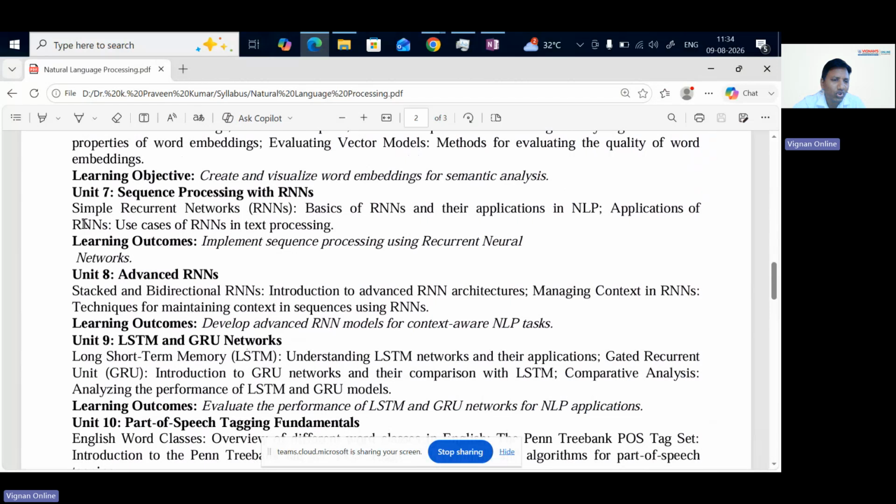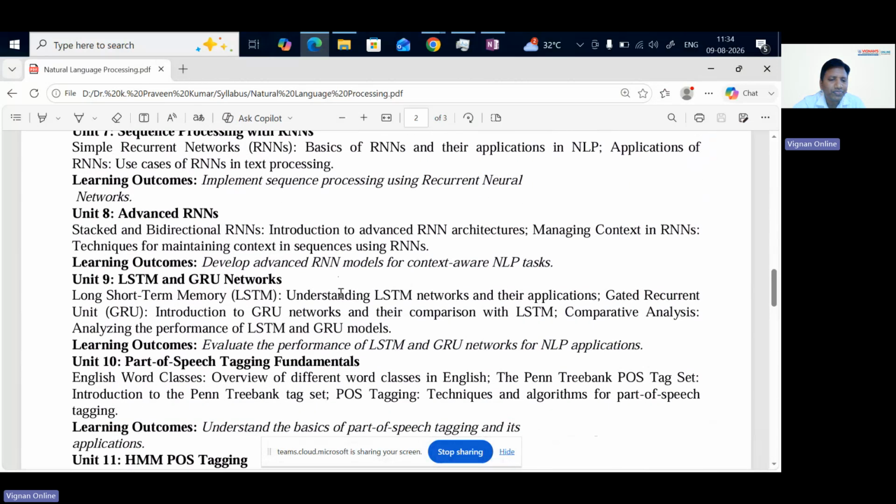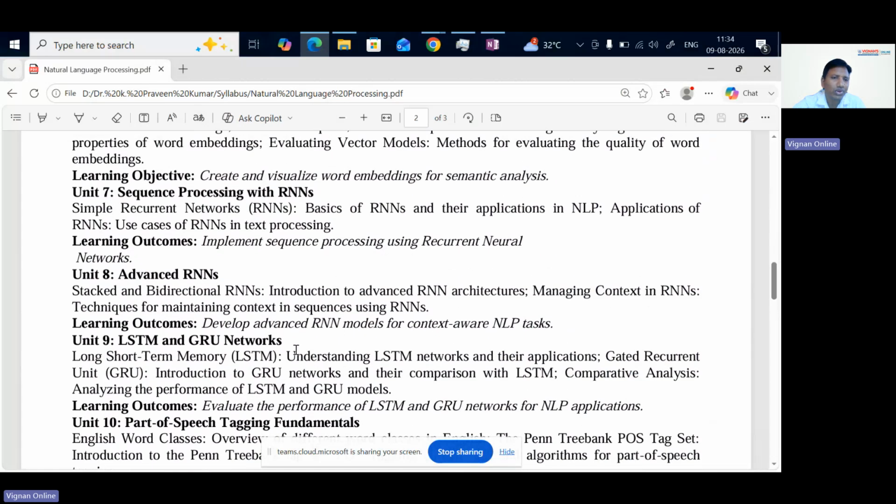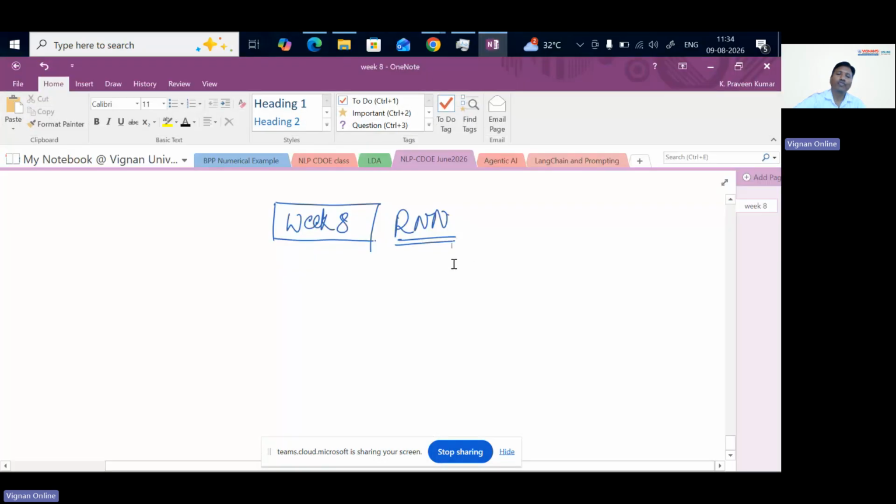Ultimately these three topics, Unit 7, Unit 8, Unit 9, are all together talking about sequence processing only. So this is our topic, unit wise. If I discuss the topic, that covers all these essential points. So we will talk about the RNN. Before this, the word they are using is sequential processing or sequence processing. So let us see that. Sequence processing.